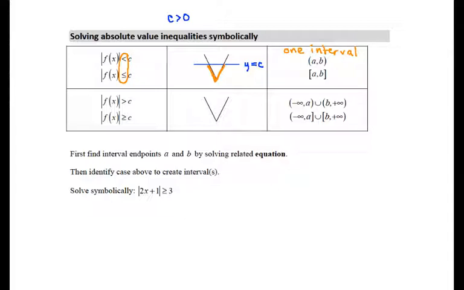In the second case, if our inequality is either greater than or greater than or equal to, we would interpret that as the word above. So we would say in both of those cases, we want the part of the v that is above the line y equals c. Well, the part of the v that's above the line is always going to be in two separate disjoint intervals. And that's why when we have a greater than or equal to, we end up with a solution set that looks like two disjoint intervals.